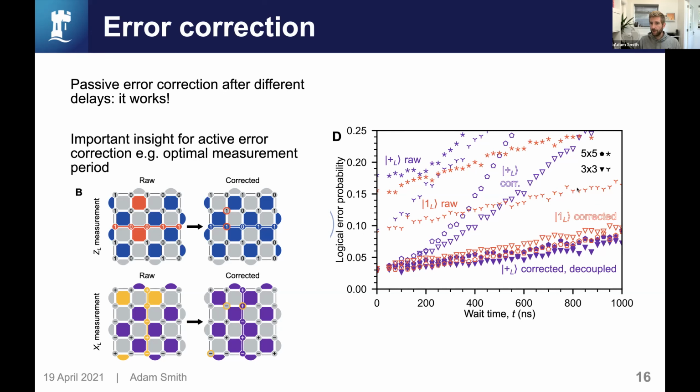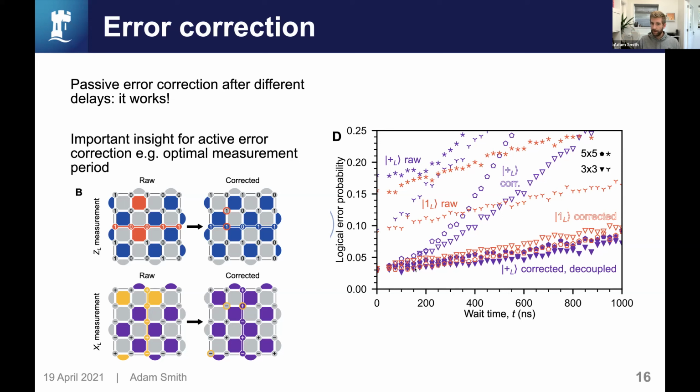And this 3-star one is for the 3x3 system, the smaller system. And if we look at these red 5-star data points, we end up with like a 15% error. So basically, if you just don't correct anything, you just look at what you have, then the errors are accumulating. Because you have a bigger system, you've got more errors, and so you have more chance of making these logical errors.